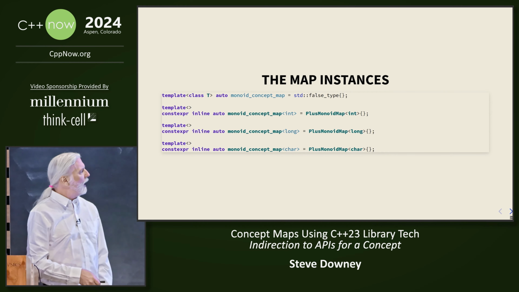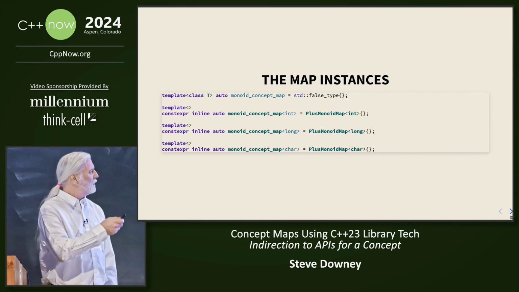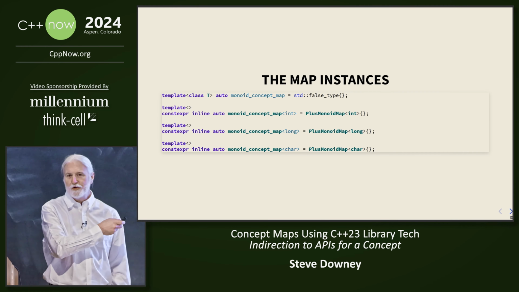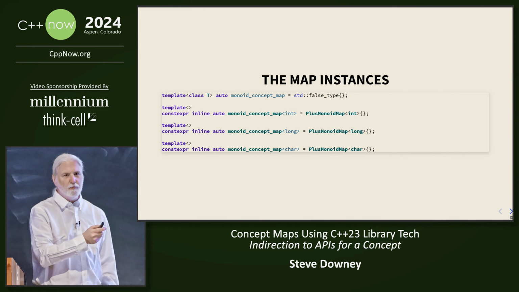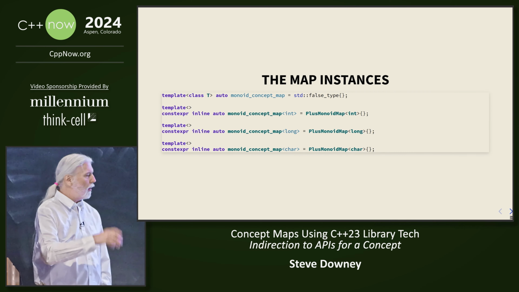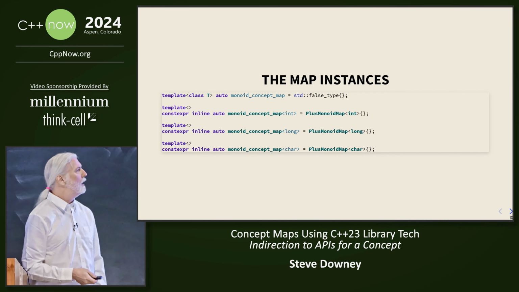Okay, so we can provide some concrete instances here. Our base type for a monoid is false type, because random things are not monoids, but int, long, char, all defined to be plus monoids.